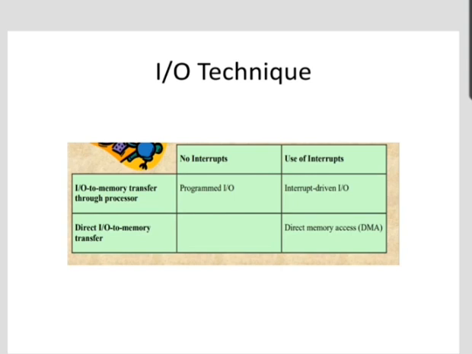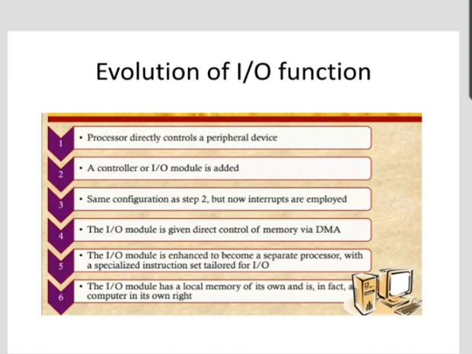Next are the input output techniques. Here, input output to memory transfer goes through the processor: no interrupt in programmed input output, and use of interrupt in interrupt driven. There is also direct input output to memory transfer in direct memory access.